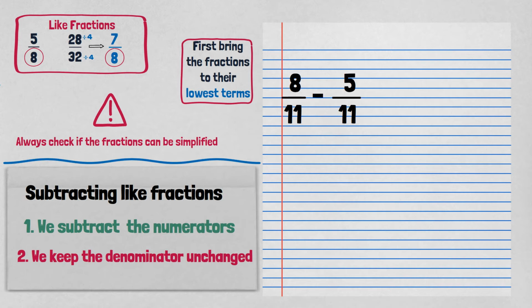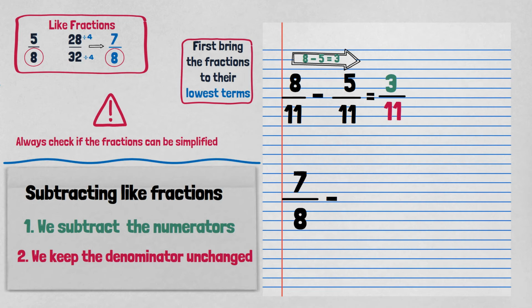Let's subtract 8 over 11 minus 5 over 11. We keep the denominator 11 unchanged, and we subtract the numerator 5 from the numerator 8. 8 minus 5 equals 3, so the answer is 3 over 11.